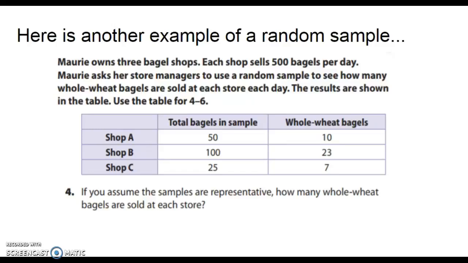I will do shop A with you. So we know each shop sells 500 bagels. Shop A sells 500, B sells 500, and C sells 500. Shop A took a sample of 50 bagels, and out of those 50, 10 are whole wheat bagels.